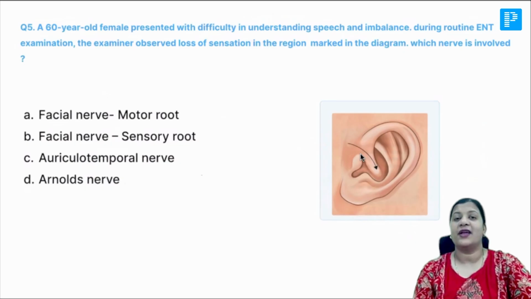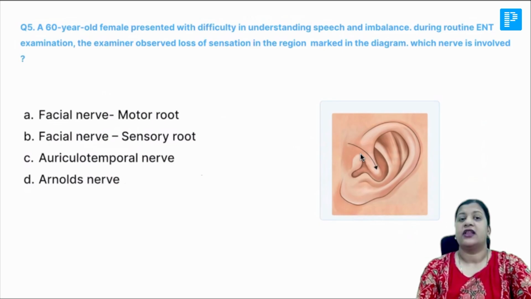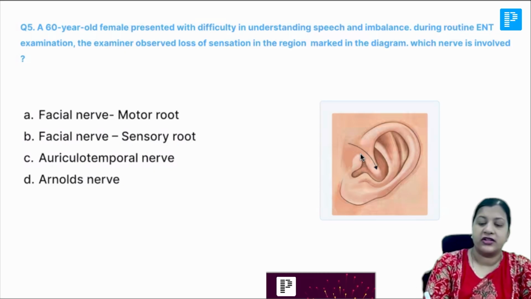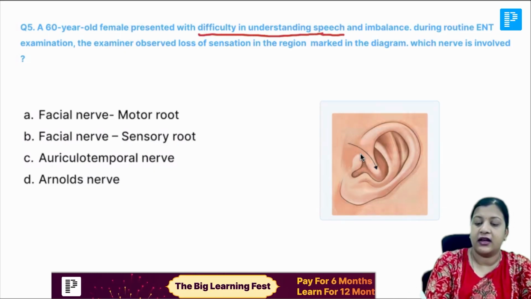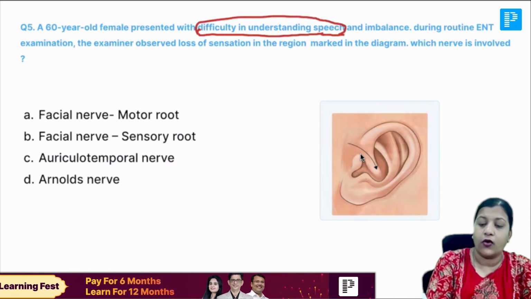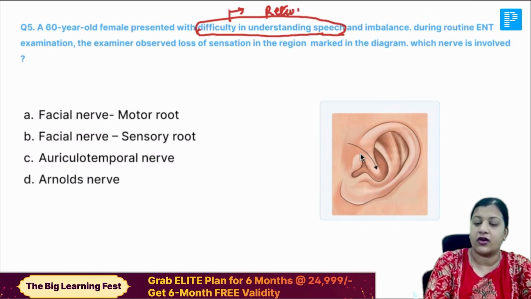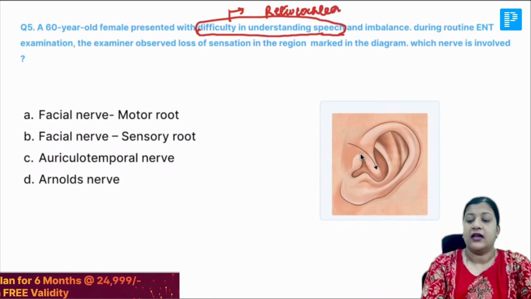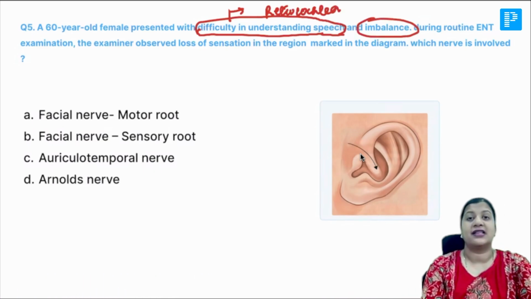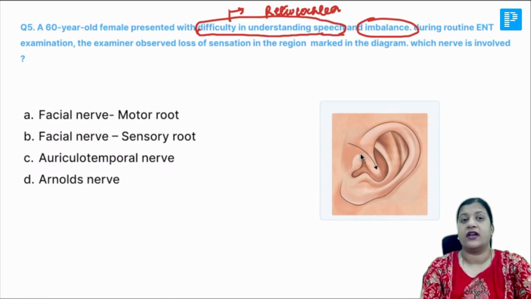A 60-year-old female presented to you with difficulty in understanding speech and imbalance. During routine ENT examination, the examiner observed loss of sensation in the region marked in the diagram. Which nerve is involved? You're thinking about a retrocochlear pathology, because whenever the phrase difficulty in understanding speech is given, this is often a very important point that should tell you that we're discussing retrocochlear lesions, right? And there is imbalance, further telling us that there is some problem in the retrocochlear pathway.